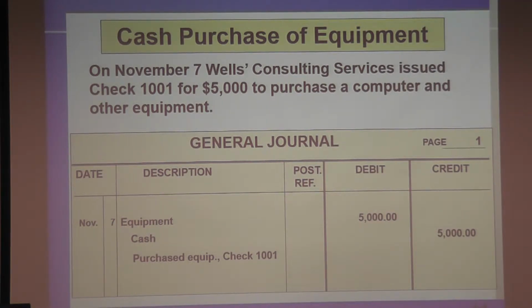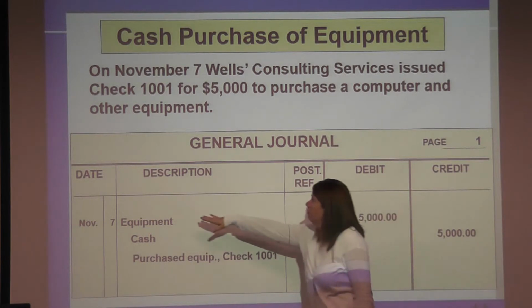Would it be acceptable to use the account number instead of the account name? In this particular format, in the general journal, we do not. We write out the account names. We do not use the account numbers. And either today or tomorrow, I'll show you where those account numbers come in handy. But no, we write out the account name.